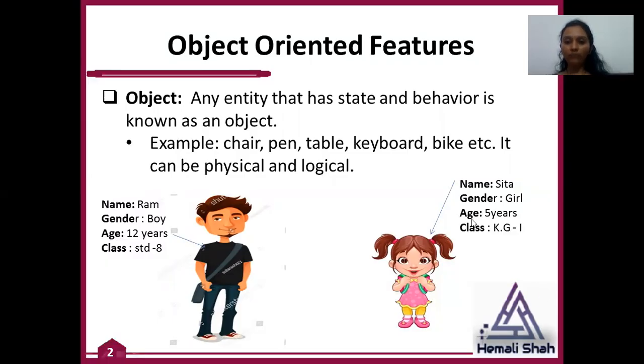All these values are related to the objects, and these are all called the state. Also, name, gender, age, and class are called the properties of the object. These properties have some values, and the values are different for all the objects inside your application, program, or entity.